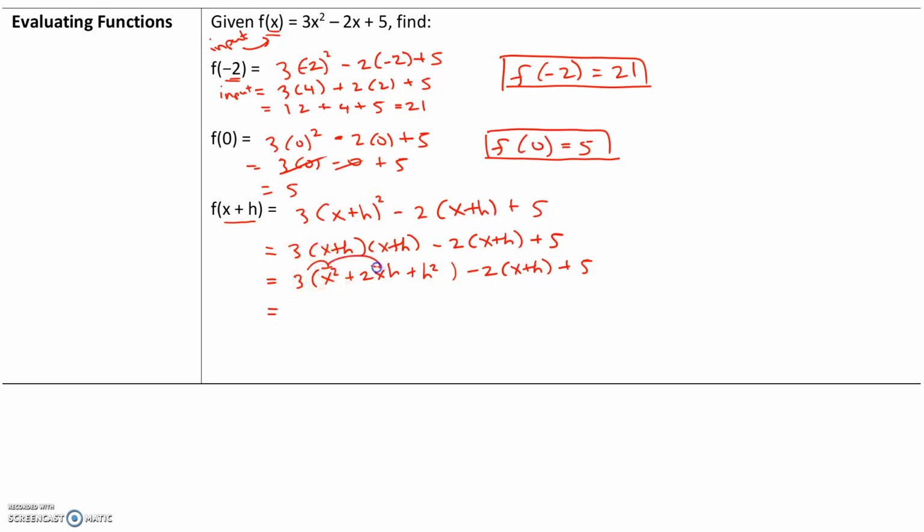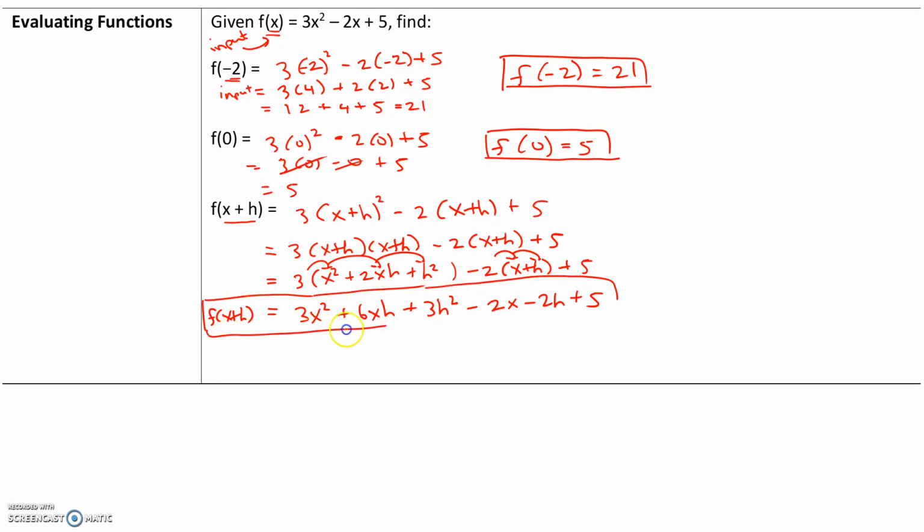Then I'm going to distribute 3. So if I distribute the 3, I end up with 3x to the second power plus 6xh plus 3h to the second power. Now I distribute the negative 2, so it's minus 2x minus 2h plus 5. I look for like terms, but we don't have any like terms, so for proper notation, we would say that f of x plus h is equal to the expression on the right side.